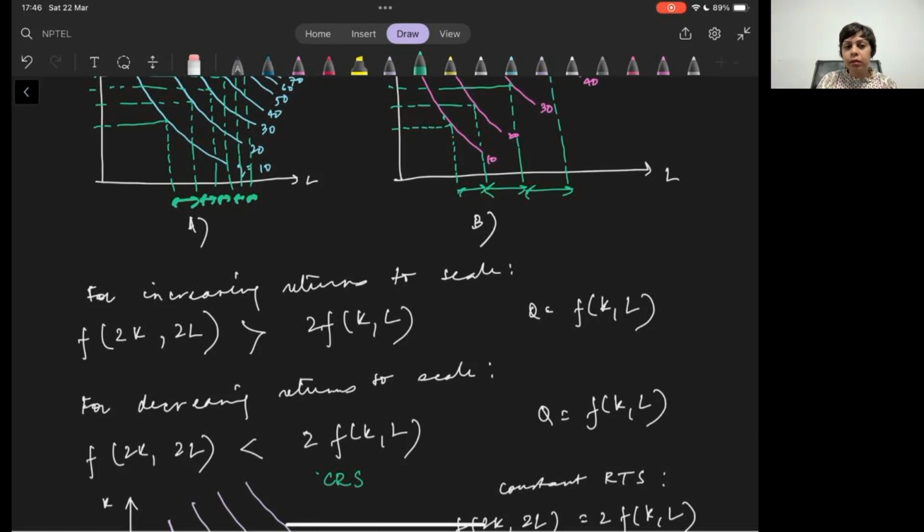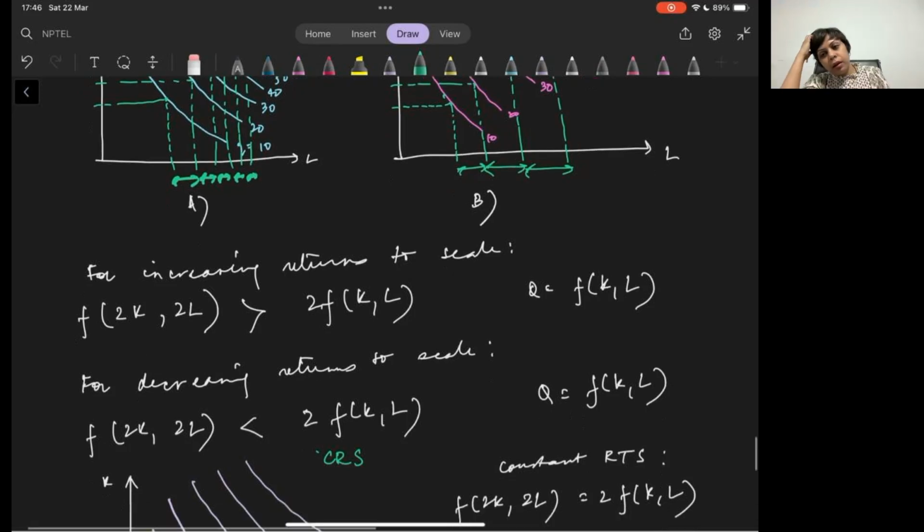Is it making sense? Try drawing the diagram yourself if you are comfortable with creating plots online. Set a function, take values of L and K for different types of functions, and see what isoquants come out to be. You can play around with it a little bit. Okay.